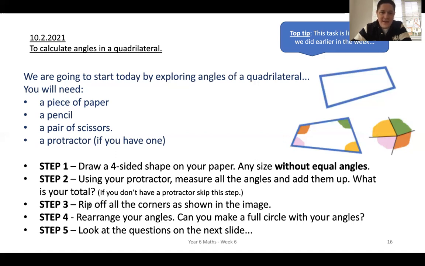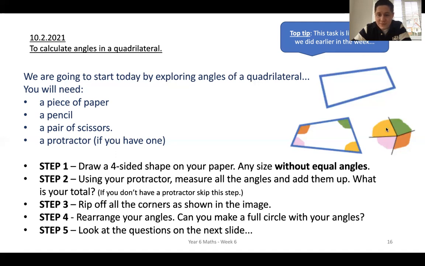Okay. And then, like we did earlier in the week, I'd like you to rip off all the corners as shown in the image. Okay. And you're going to rearrange your angles and see if you can make a full circle. And what I mean by this is angles on a point. So you can see here that the orange angle was from there, the pink was from here, the green was from there, and the yellow was from there.